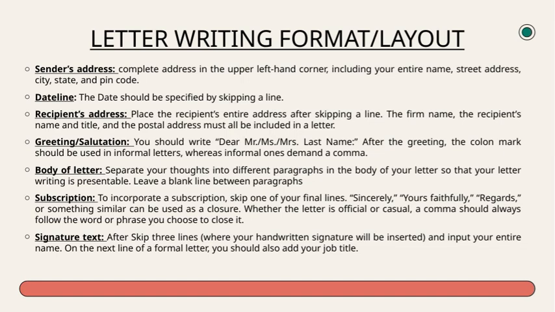Let's go through the essential elements of a formal letter layout. First, you'll want to include the sender's address at the top left corner of the page. This should be your complete address, including your full name, street, city, state, and PIN code. It's important because it tells the recipient where to send a reply or further correspondence. Next, after leaving a blank line, you include the date line, simply the date when the letter is written. This provides context and helps keep records organized.